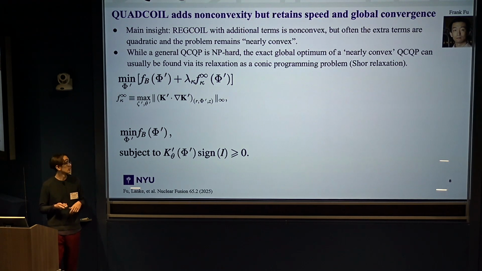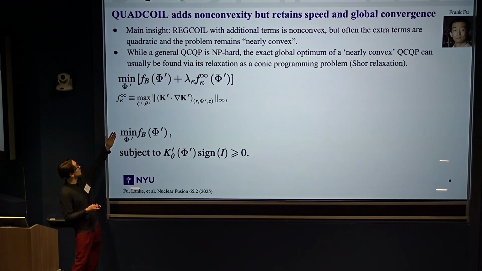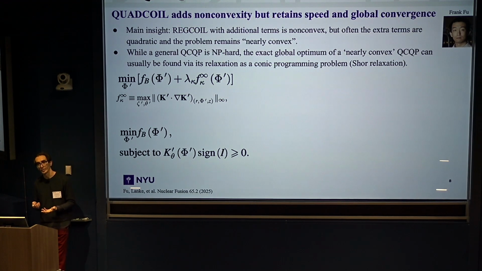So here are two examples. One of them is we have this normal f_B metric, but then we penalize a proxy for the coil curvature on the winding surface. And then similarly, we have another one where we basically constrain it such that contours of the current potential can only give you poloidal contours.